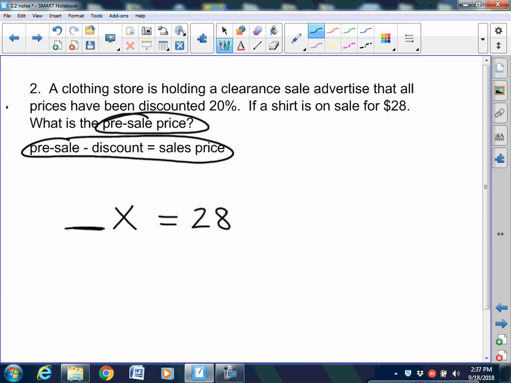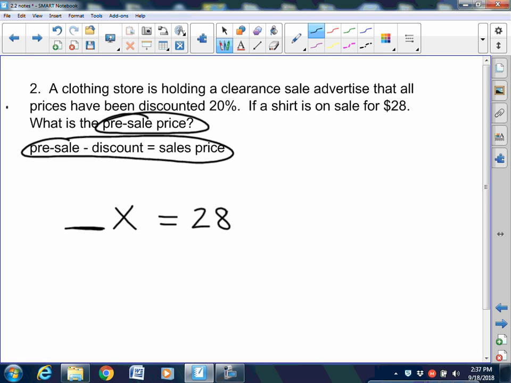There's 20% discounted off. Do you put a 0.20 next to here? Do you put a 0.80 next to there? What one would you put next to it? A 0.20 or the 0.80? You say, well, I'm 20% and 80% out of 100%, right? So would that be a 0.80 or a 0.20 would go there?